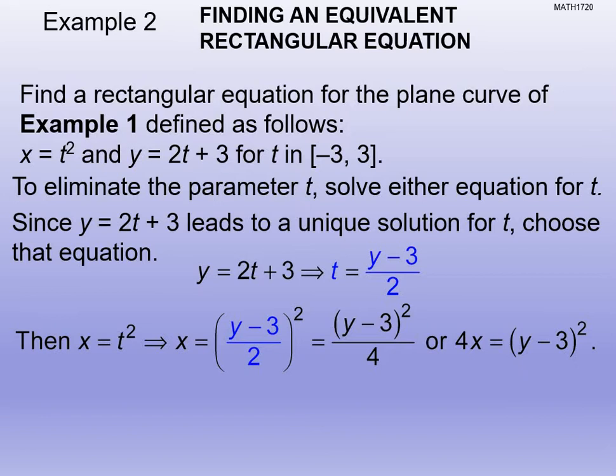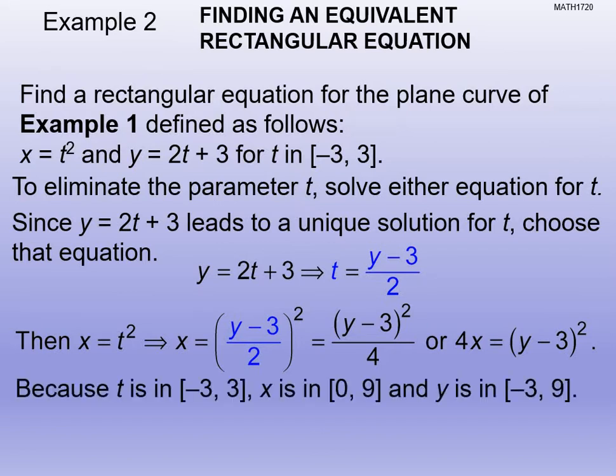So we can rewrite this as, we're going to multiply both sides of the equation by 4. So we're going to get 4x equals y minus 3 quantity squared. So there's our equation.